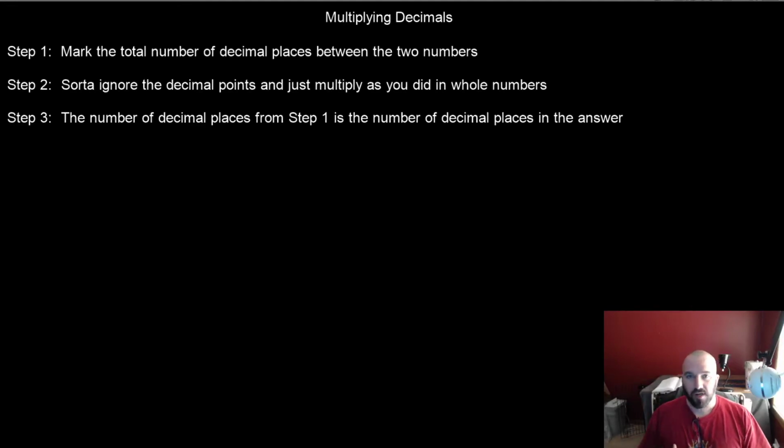In this video, we're going to be talking about multiplying decimals. And again, like addition and subtraction, it's not too bad. In a sense, you just forget the decimals and move on with life, and then we'll come back and fix it later. So that's effectively my three-step process. Step 1, count the number of decimal places between the two numbers. Step 2, completely forget that they're decimals and multiply them like you would any other whole number set. And then step 3, we're going to put those decimal places back in the right area.